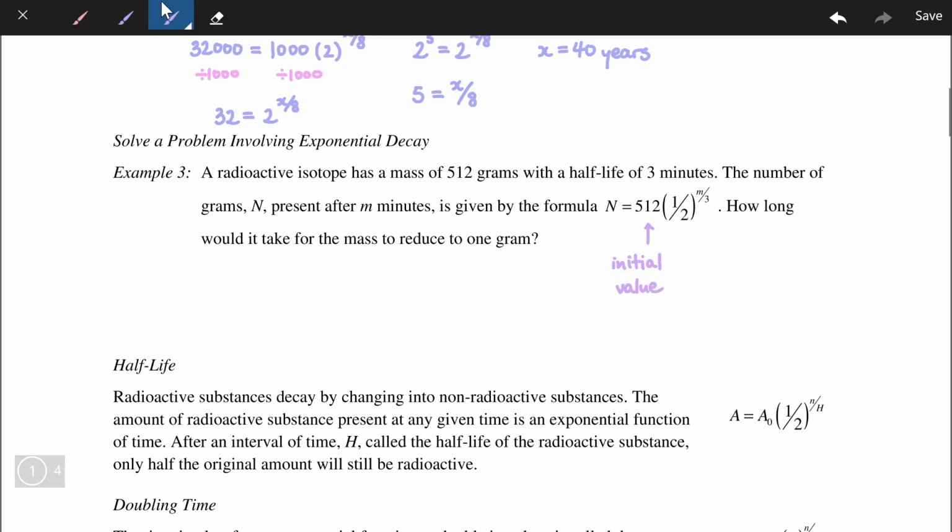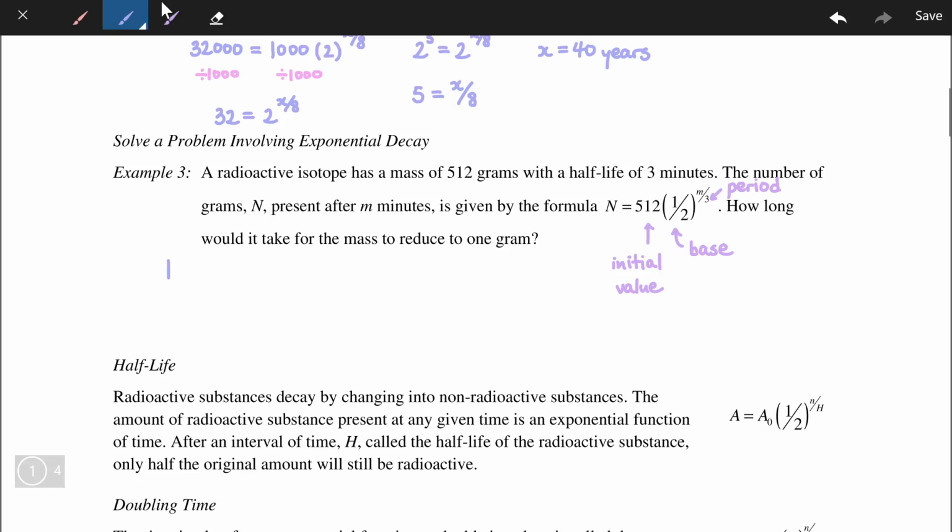The 1/2, of course, is the base. Since we're looking at half-life here, the base is going to be 1/2. In the previous question, we're looking at how long it takes the painting to double in value, so the base was 2. And finally, this 3 here is, of course, in minutes, and it indicates to us the period until the mass is halved. So we're looking for how long it takes for the mass to be reduced to 1 gram.